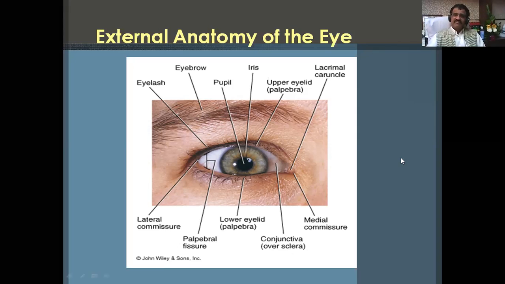Now let us have a brief study about the external features of the eye, what we call external anatomy of the eye. You look at this image and try to make out the different captions here. For example, what is eyebrow? What is eyelash? What is pupil? What is iris? Upper eyelid, lower eyelid, which are commonly called in anatomy as palpebra. So together they are called palpebrae. Then lacrimal caruncle and two commissures, medial commissure and lateral commissure.